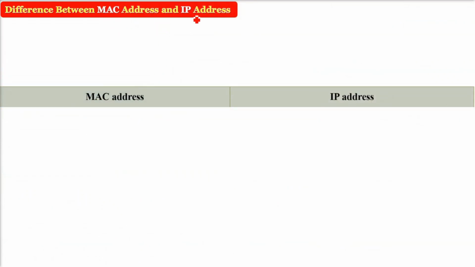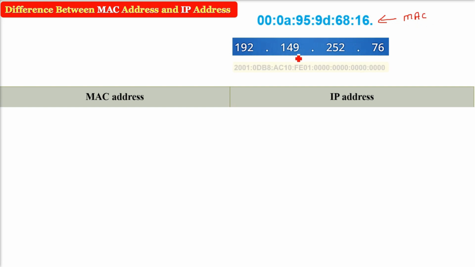What is the difference between a MAC address and an IP address? Before we go ahead, this is an example of a MAC address, media access control. This one is an IPv4 dotted decimal format. This is IPv6, which is hexadecimal, 128-bit. So the first one, your MAC, is 48-bit, IPv4 is 32-bit, and IPv6 is 128-bit.